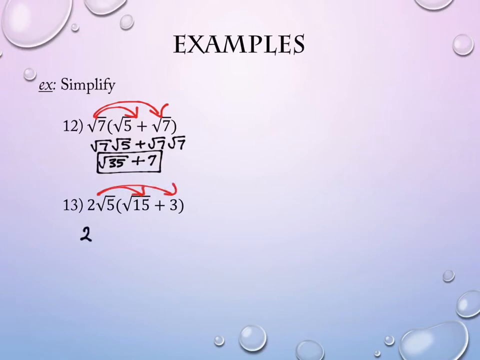But I have here 2 square root 5 square root 15 plus 2 square root 5 times 3. Now, the numbers that are on the outside get multiplied. The numbers that are on the inside get multiplied. So on the first piece, there's only a 2 on the outside, so it's going to stay on the outside. But the pieces that are underneath the radical are going to be multiplied.